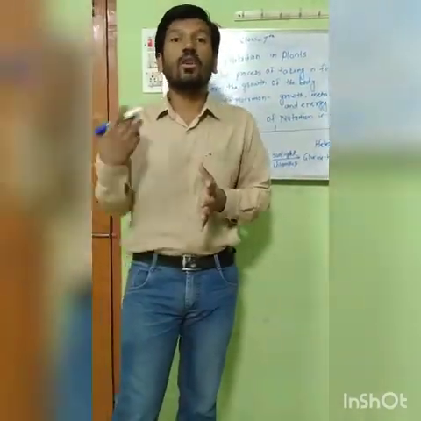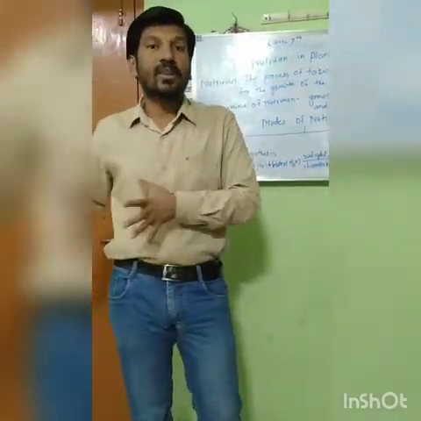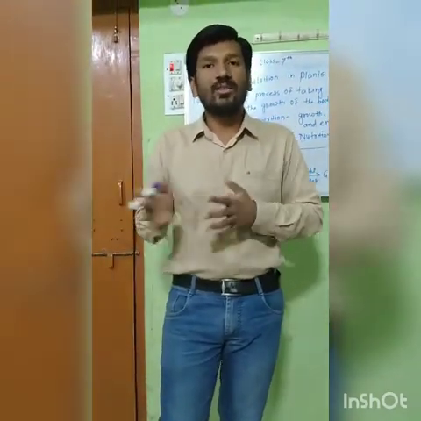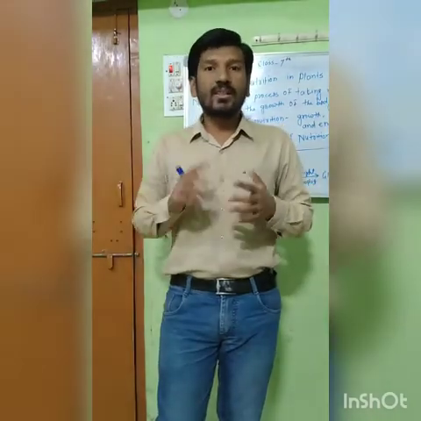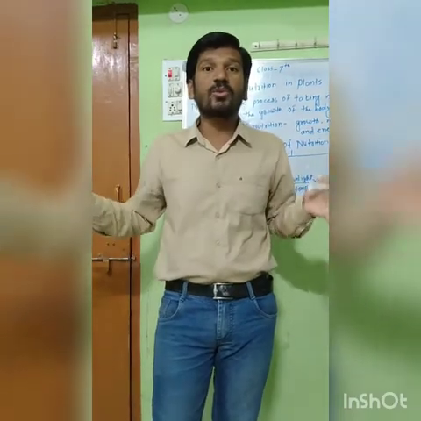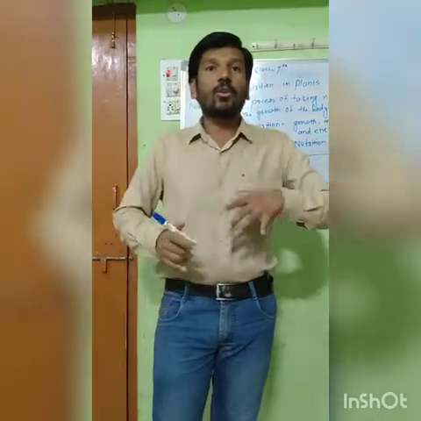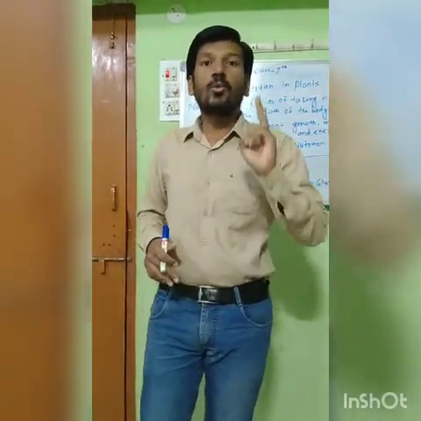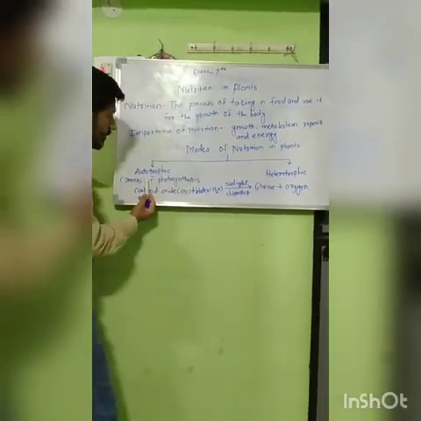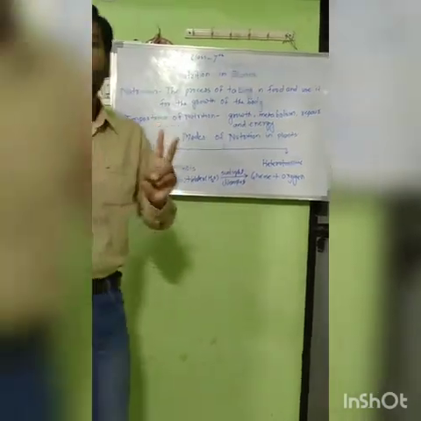How does nutrition occur in plants? That we are going to learn in this chapter. So there are different modes of nutrition. As we see, plants and animals are both living creatures, and in both there are different modes of intaking food. We call them the different modes of nutrition. So according to plants, there are two modes of nutrition: the autotrophic mode of nutrition and the heterotrophic mode of nutrition. So these are the two different modes of nutrition.